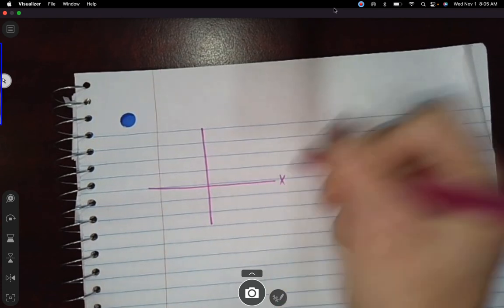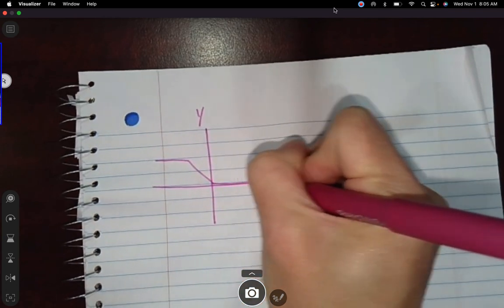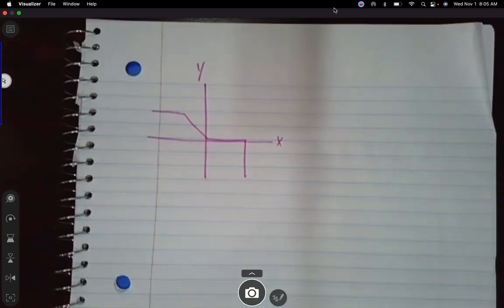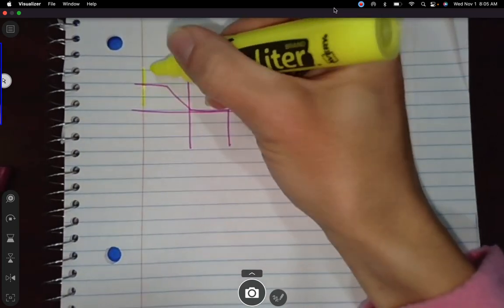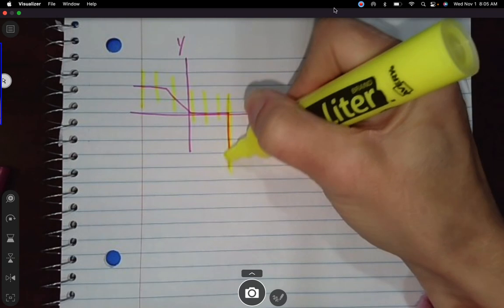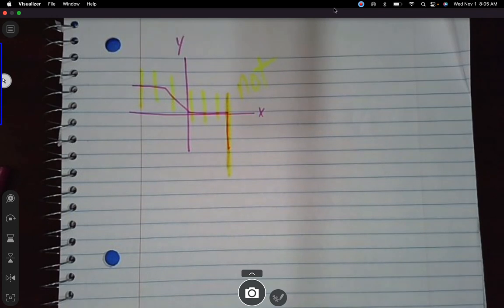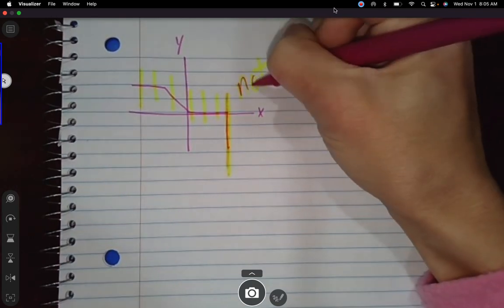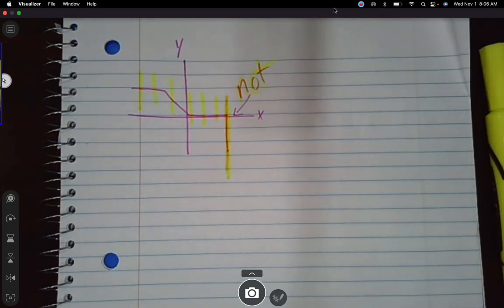Oh, I know what I was gonna do. We kind of did one like this. Okay, if it's like that, is that a function? No, because if I do the vertical line, it goes through more than one point, so it's not a function because of this part right there. Okay, does that make sense? You'll have one anyway that you'll need to be careful with like that. Then we can do the last part.